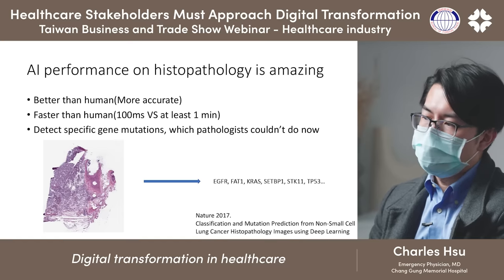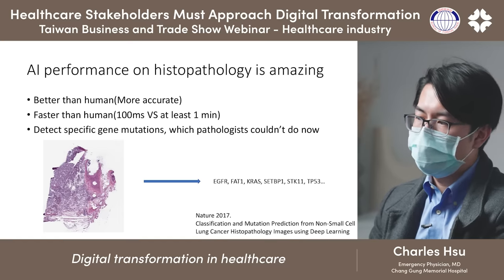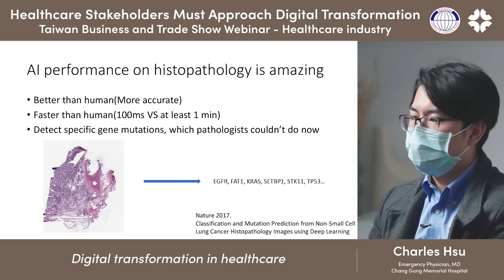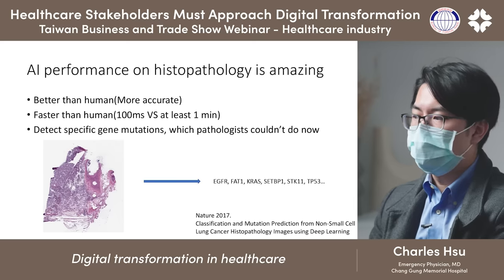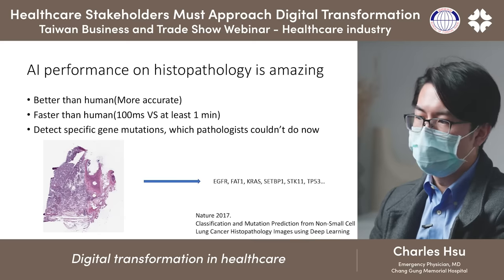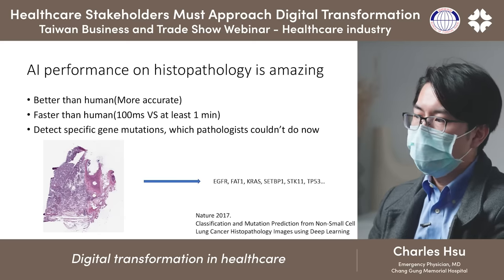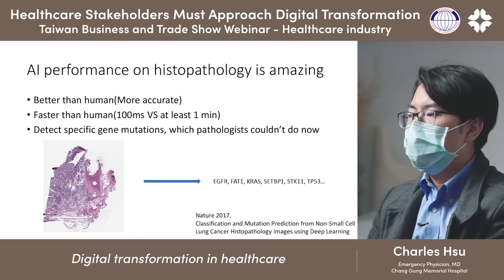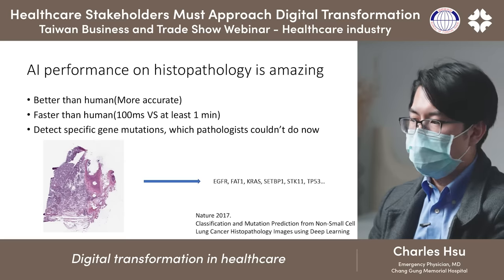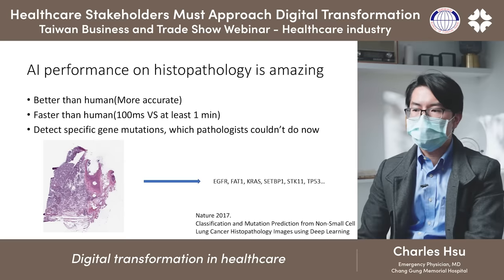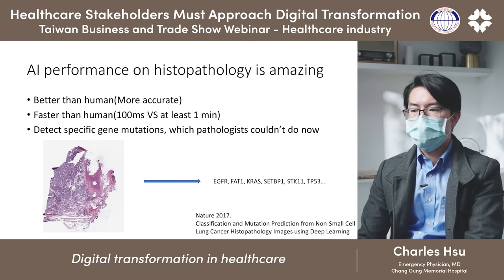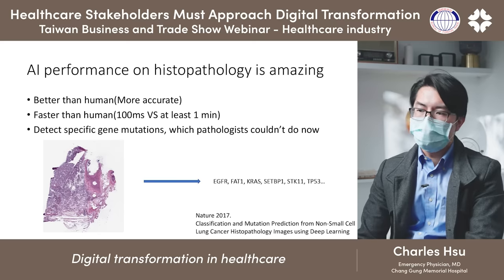AI is widely used in pathology now, and the performance is amazing. Pathology reading is labor-intensive work. Pathologists have to review millions of cells and find the abnormal ones. AI did a great job on this task. It could be more accurate than humans, faster than humans, even get some information that could not be recognized by humans' eyeballs. For example, the AI could find the genotype mutation without special immunostaining.